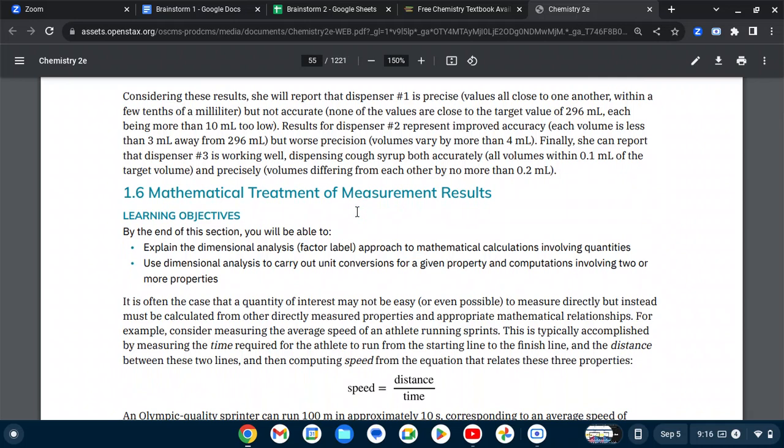It is often the case that a quantity of interest may not be easy to measure directly, but instead must be calculated from other directly measured properties and appropriate mathematical relationships. For example, consider measuring the average speed of an athlete running sprints. This is typically accomplished by measuring the time required for the athlete to run from the starting line to the finish line and the distance between these 2 lines, and then computing speed from the equation that relates these properties.